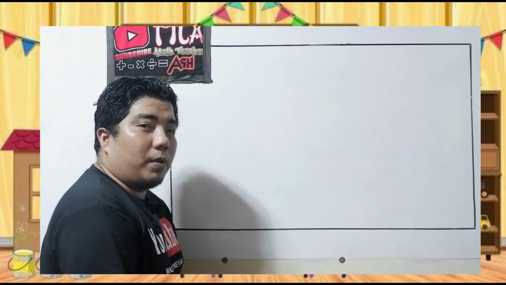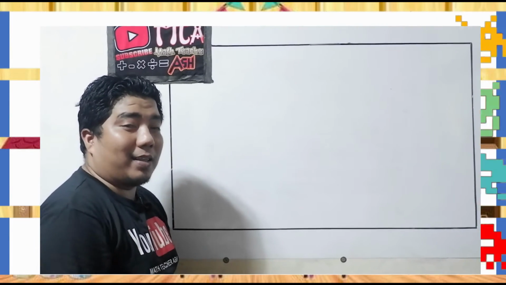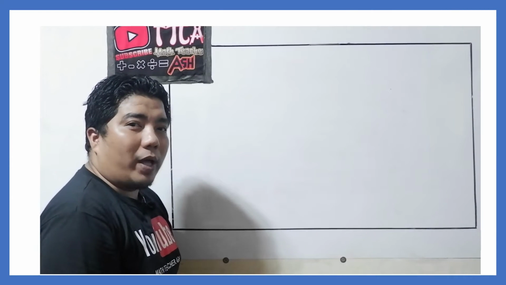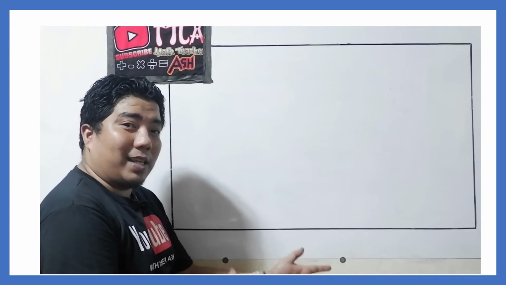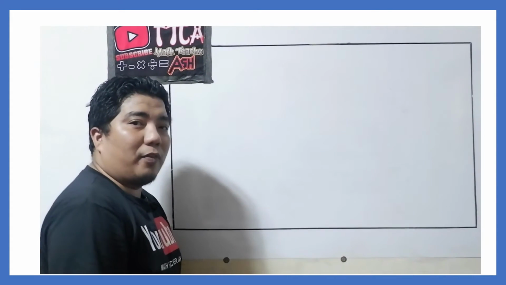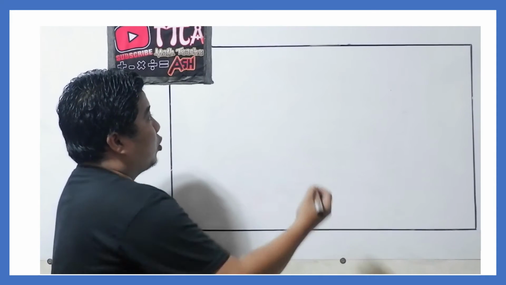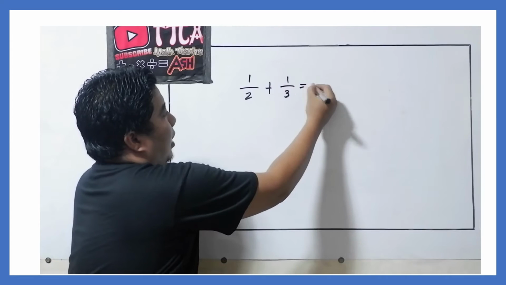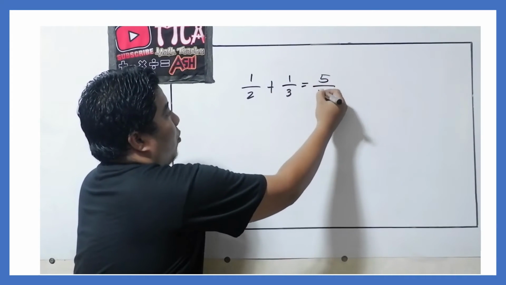Now for this next problem, what we can do here is to apply trial and error. We will check each choice whether it is a correct mathematical sentence. And if it is not, then that is the correct answer. So let us start first with the first choice, which is 1/2 plus 1/3 is equal to 5 over 6.